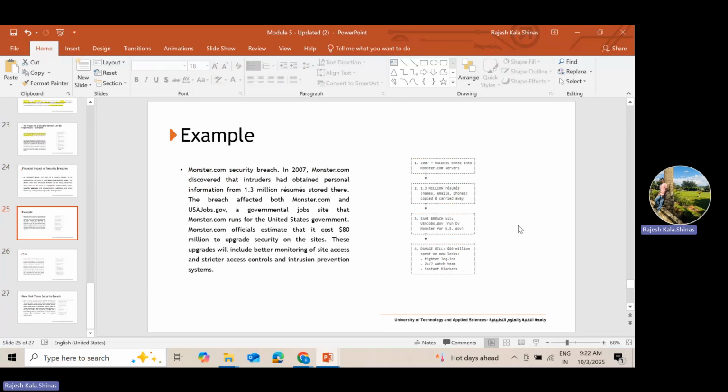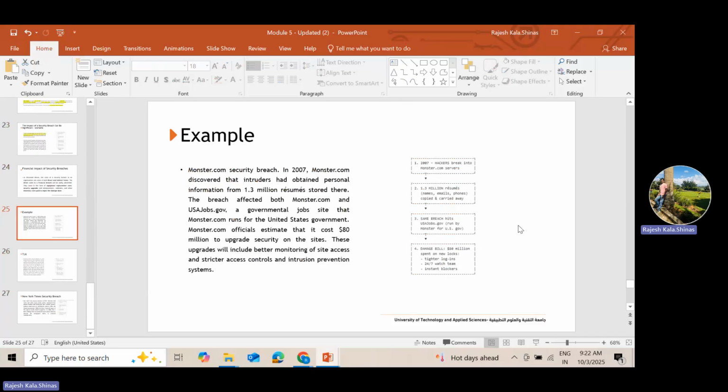The same happened to USAJobs.gov also. So what happened? The damage was that all the user information, their ID number, their email ID, their phone number, everything got compromised. The hacker got all the information. What was the damage? They had to spend $80 million for the security updates.